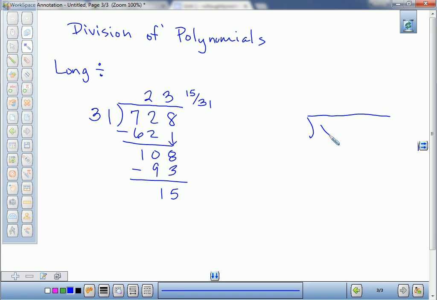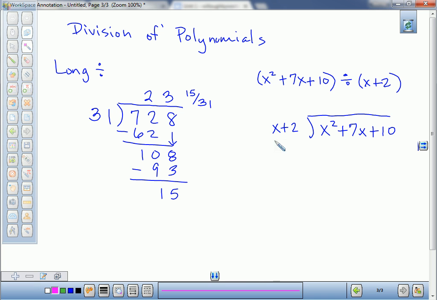Okay, so I'm going to start with my dividend, what I'm dividing into, and then my divisor, what I'm dividing by. So this problem could have initially looked like this. Okay, and so we would write it like this. Same process though. The exact same process. So what we look at is we look at this. And then we look at this.